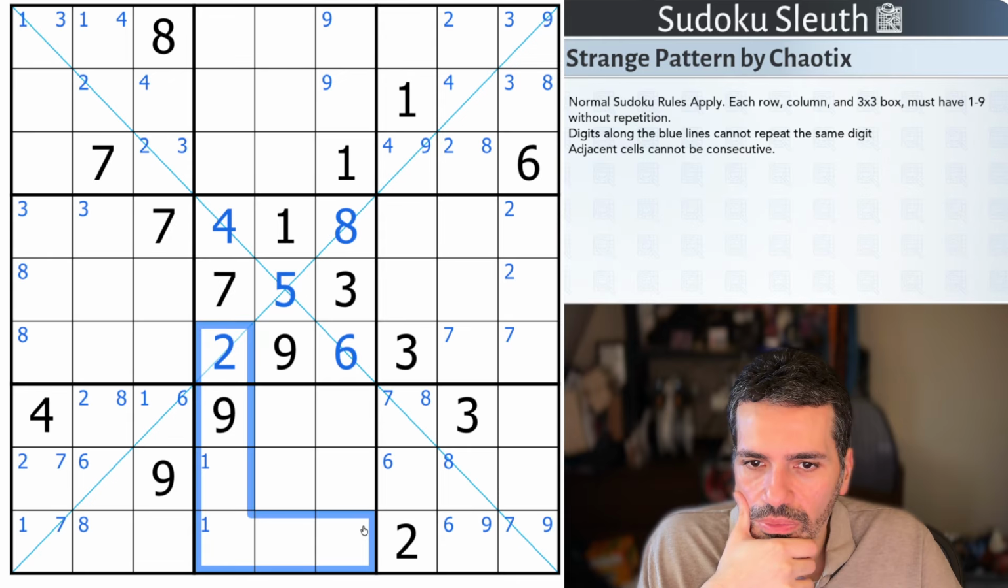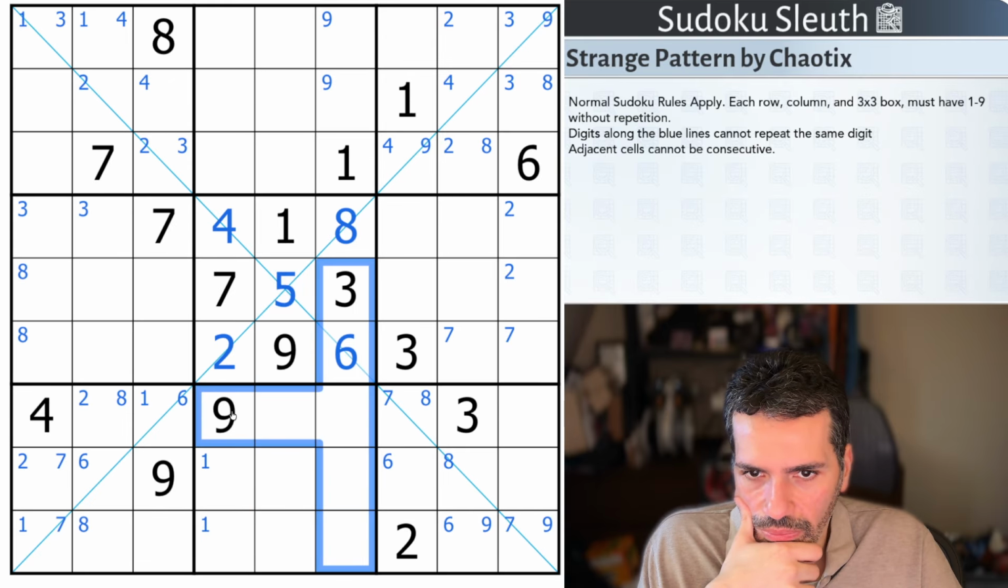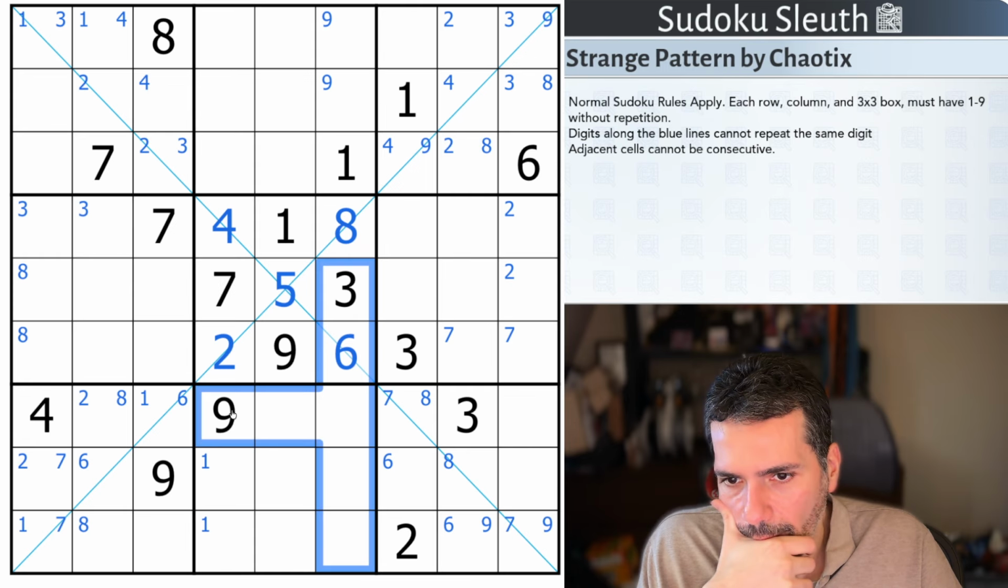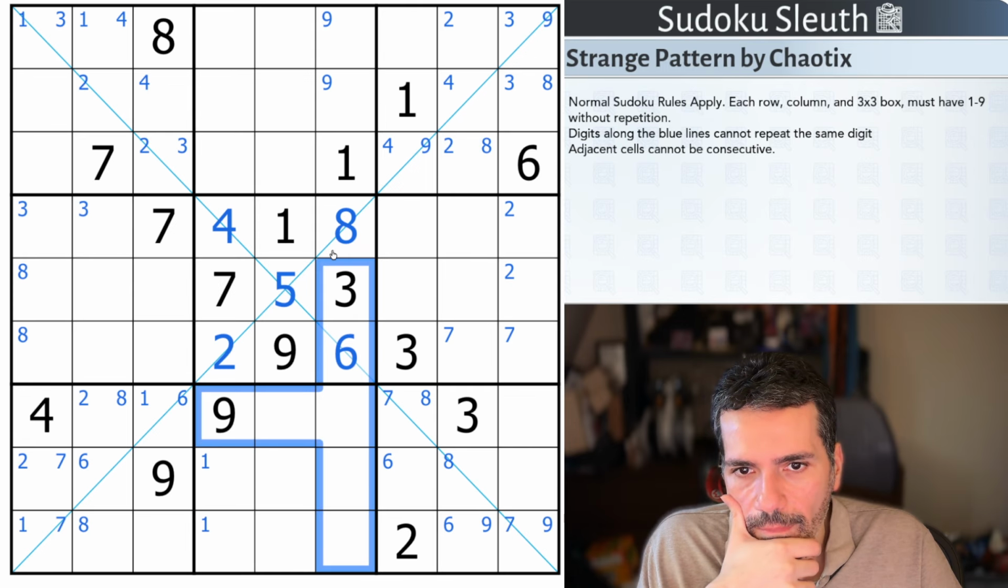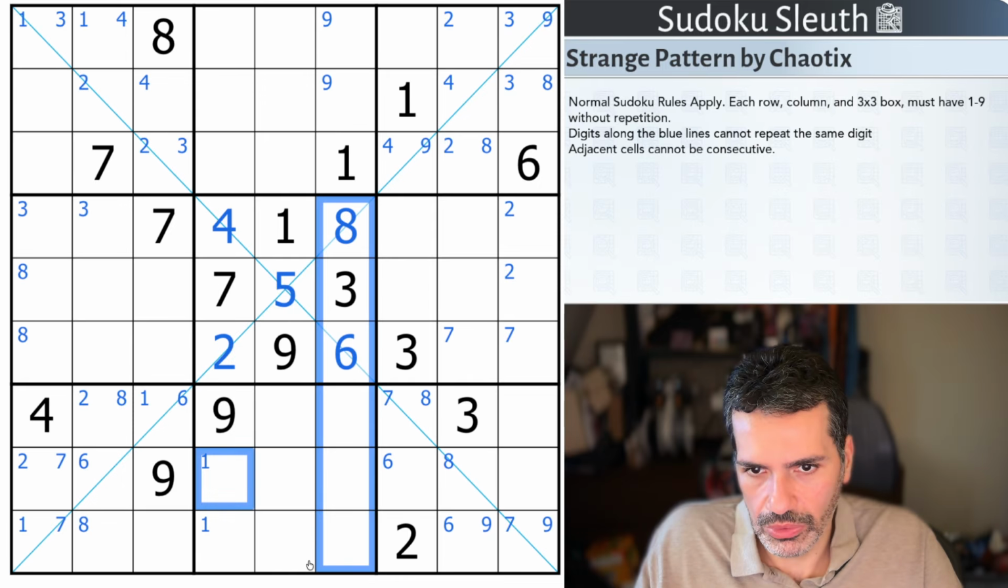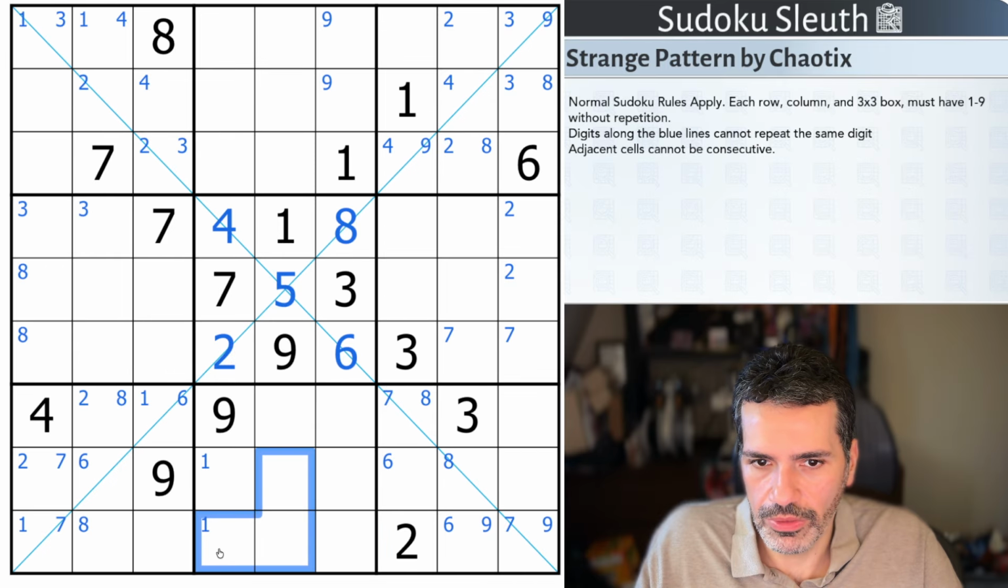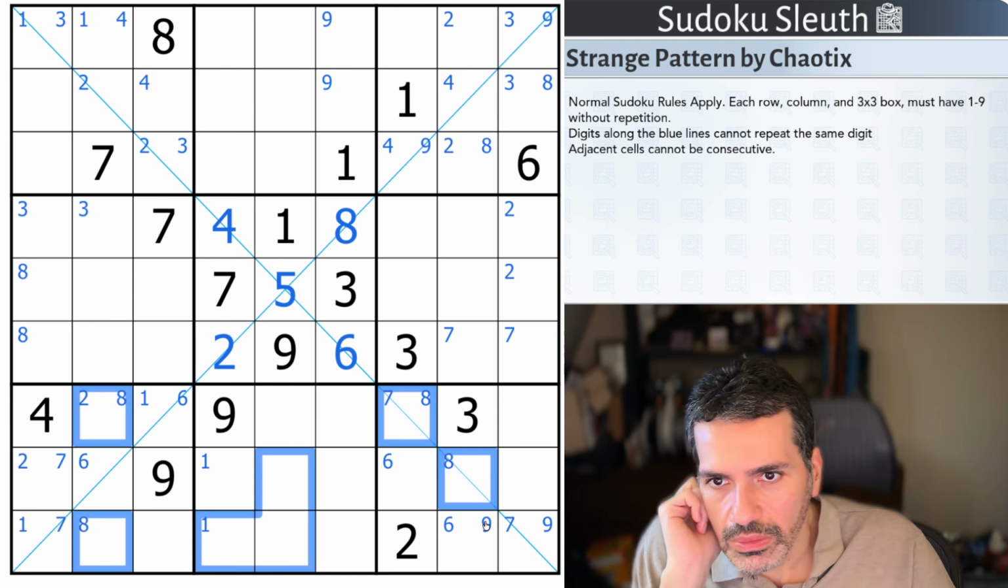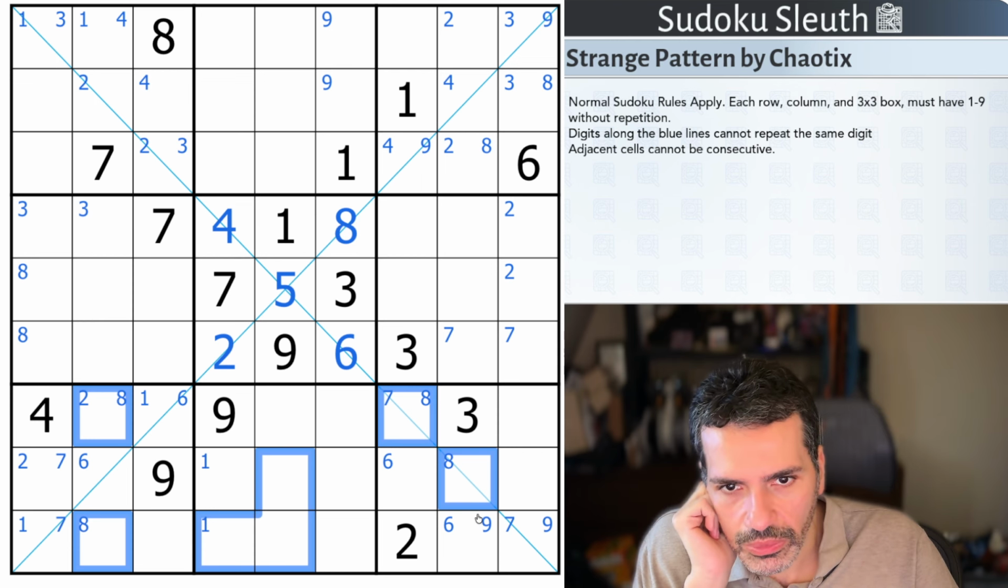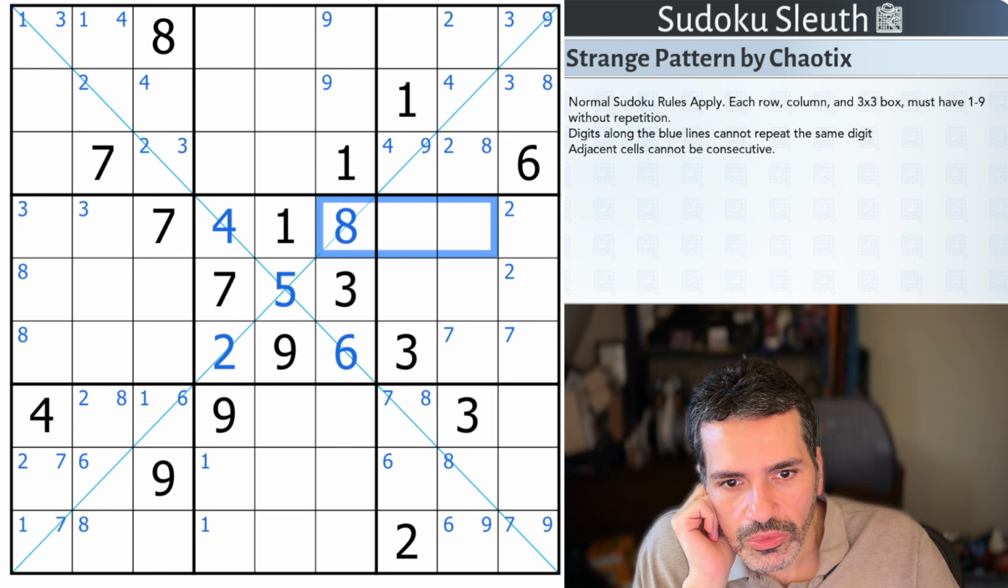No 2s. Let's mess around with 3s. No 3s. Right, no 8s, no 8, no 8. Not very useful. 8 in one of 3 cells, 8 in here, 8 in there. Not great. Not great at all. No 8s.